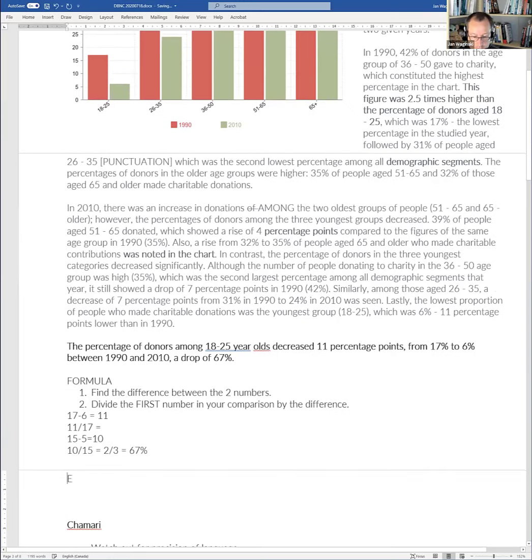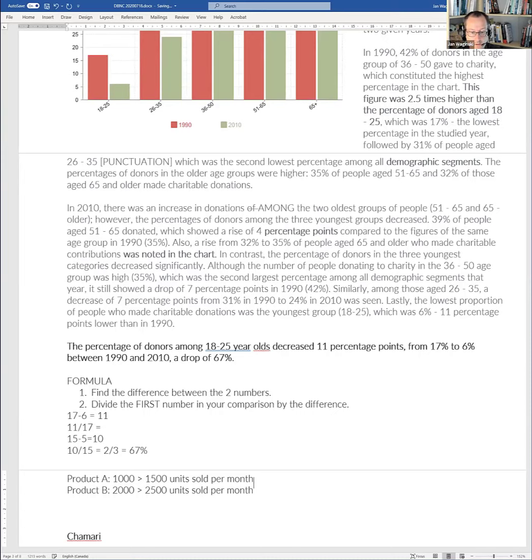Just as a simple example, we've done this example before. Let's just do a different one. Product A, product B. Let's say the sales go from 1,000 to 1,500 units sold per month. And in product B, let's say we go from 2,000 to 2,500 units sold per month. So this one is plus 500 units per month. And this one is also plus 500.